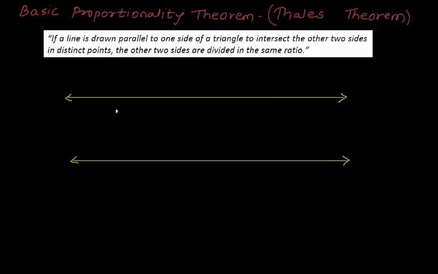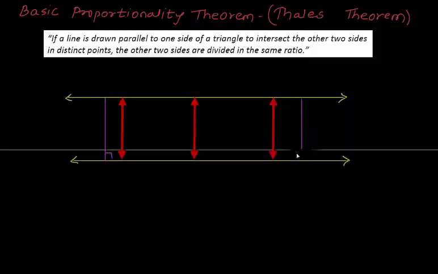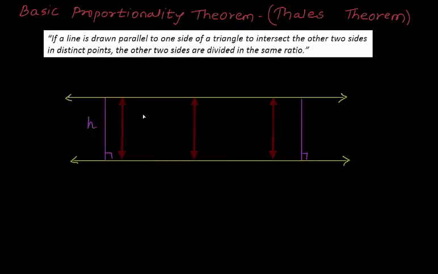Now one of the important properties of parallel lines is that the perpendicular distance between the two lines always remains the same. That means the perpendicular distance at this point and at any other point will be the same. So this distance will remain the same at any point. Now let's do some more constructions.